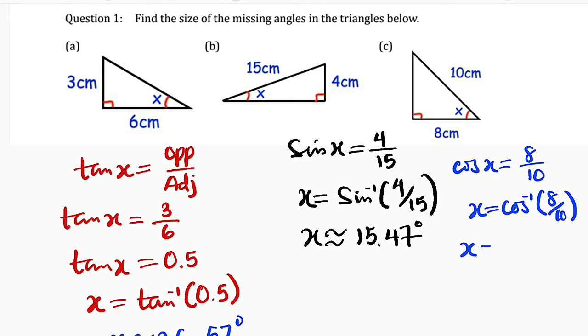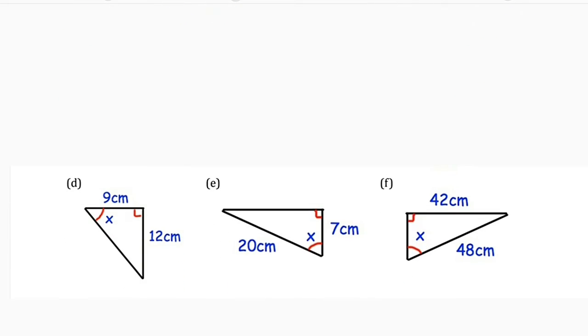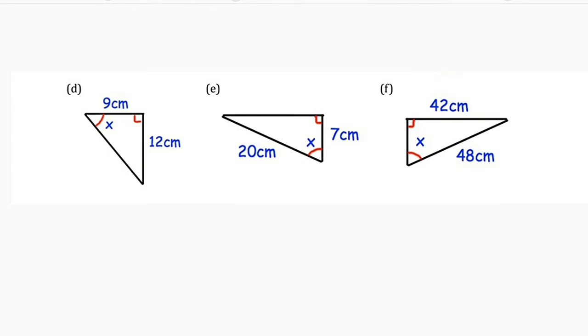So according to my calculator, this will give us approximately 36.87 degrees. So this is all about the first question here. Let's move on to the second part.